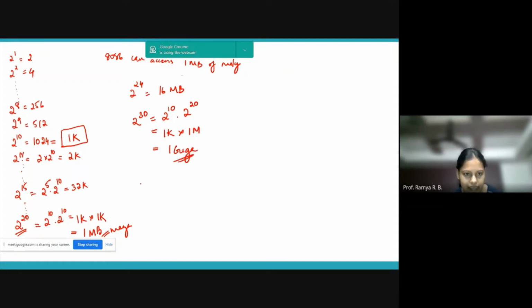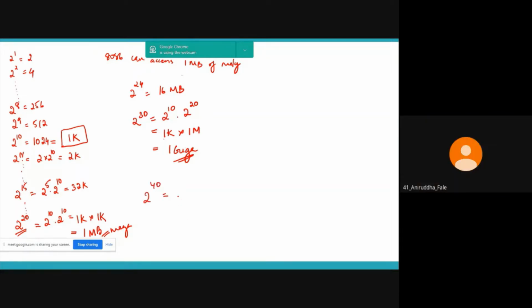So always understand, when you multiply something with 1K, it goes to the next level. 1K into 1K is 1 mega. 1K into 1 mega is 1 giga. So now you tell me, what is 2 power 40? 1 tera.